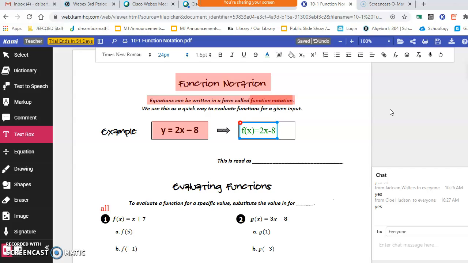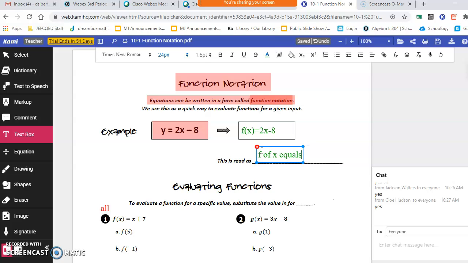You're simply replacing the y, the answer you'd get if we substituted that value in for x. Now you would read that, guys, no different than I just did. That would be f of x equals. So the function of x, whatever that would be, equals.